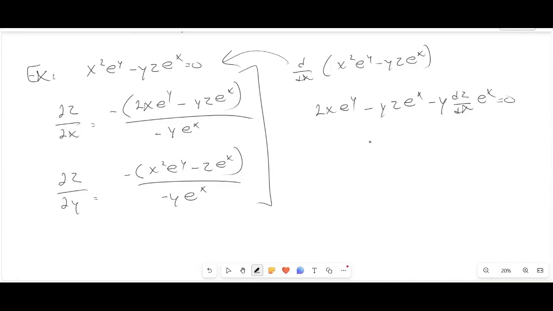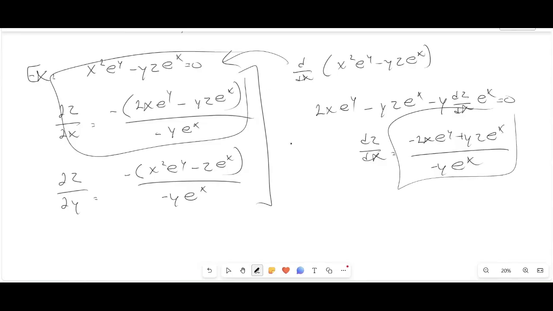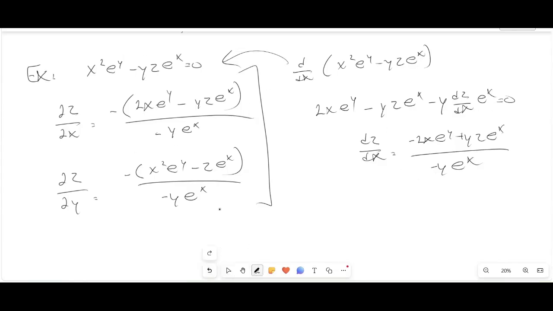And now you can solve for dz dx here. dz dx equals, this whole thing here goes to the left, negative 2x e to the y, so plus yz e to the x, over this stuff, minus y e to the x. And you can see that right there is the same as this right here. I won't repeat it for the second one.